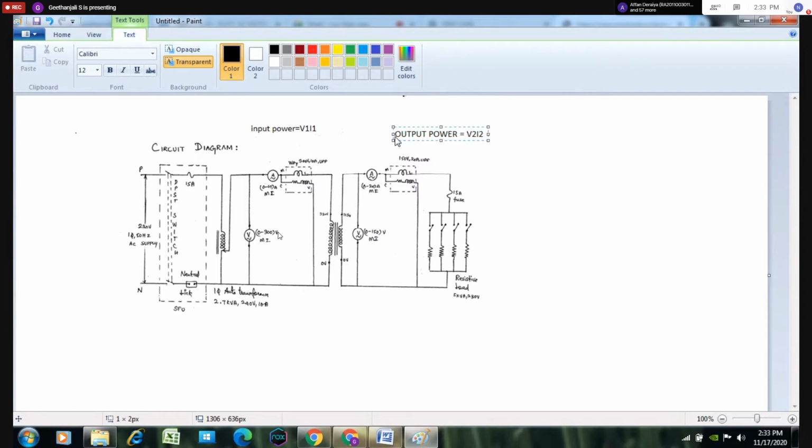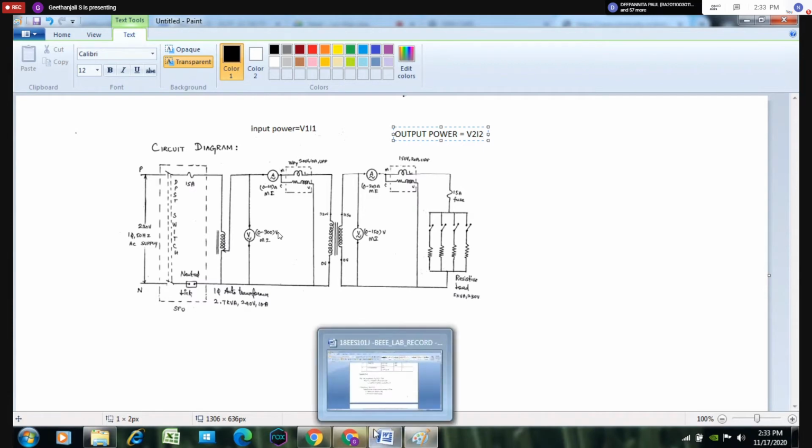V2 is the secondary side voltage, the voltage across the secondary winding, and I2 is the current flowing in the secondary winding. From this voltmeter we can obtain the V2 value, and from this ammeter you can obtain the I2 value. So instead of the wattmeter, we are using this formula. We measure the input power in the primary side, and the output is available in the secondary side, which we obtain by using the formula V2 into I2. So this is the condition.